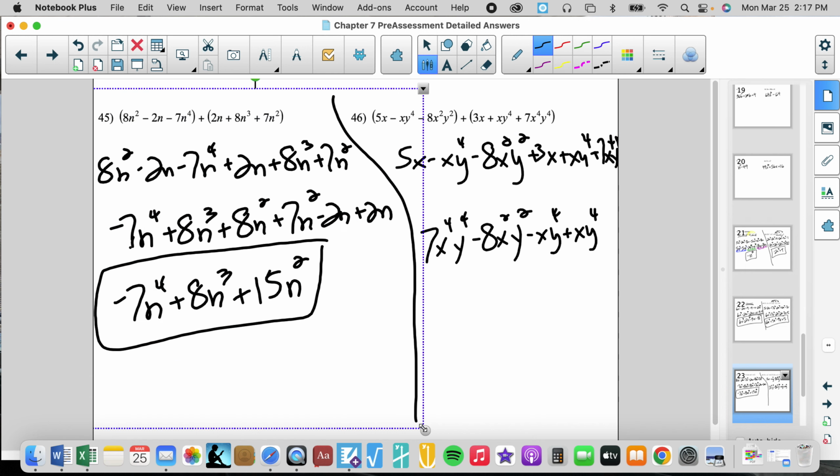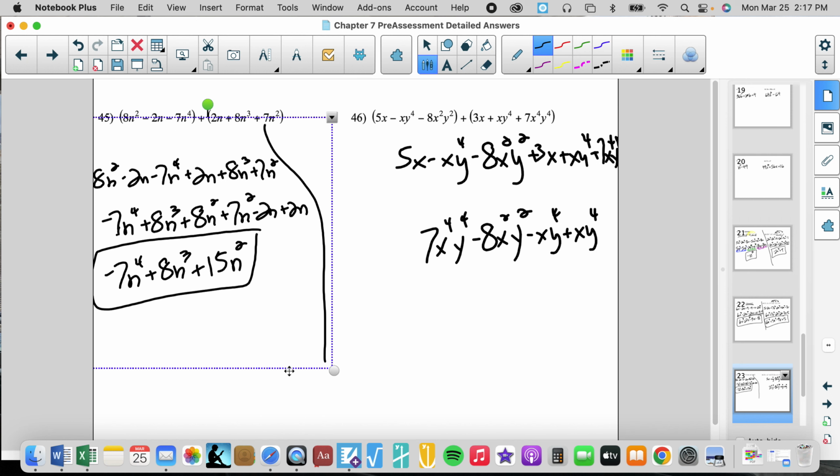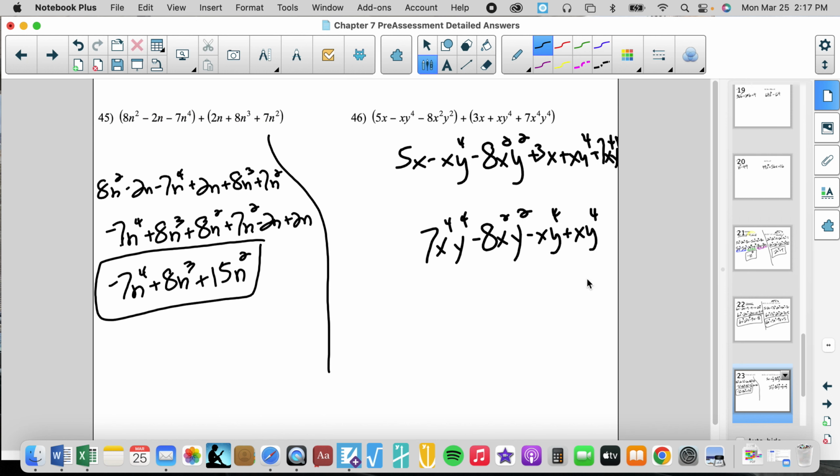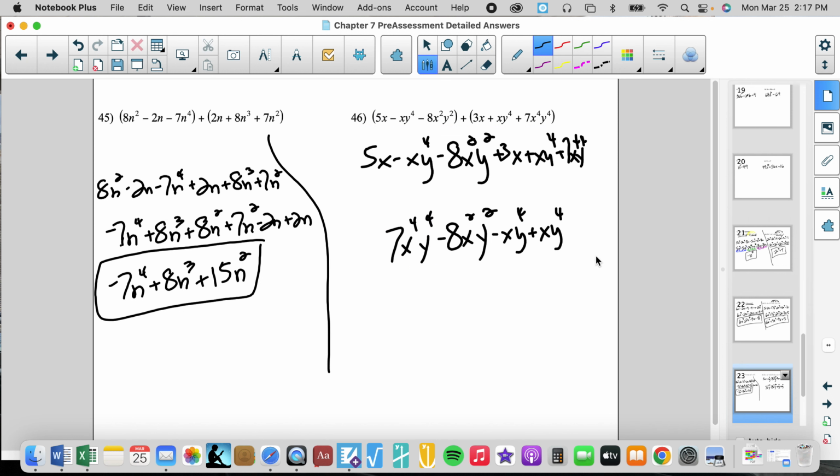Grab it. Let's make it smaller. Over here. Let's bring you guys out a little bit so we can see that. So it looks cleaner, shall we say.